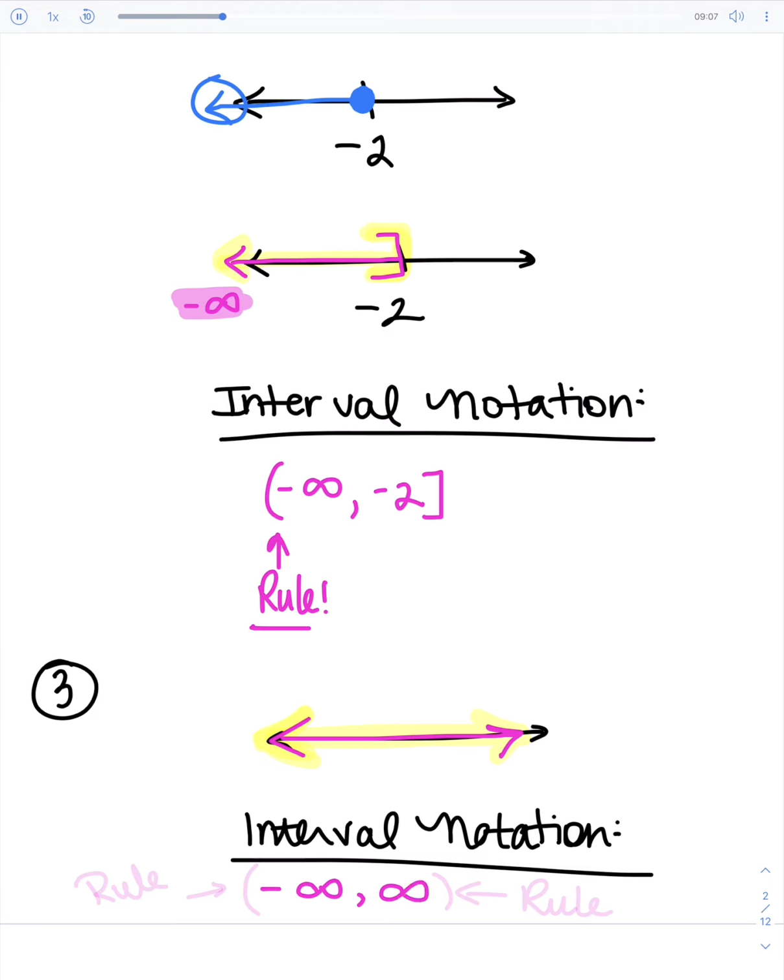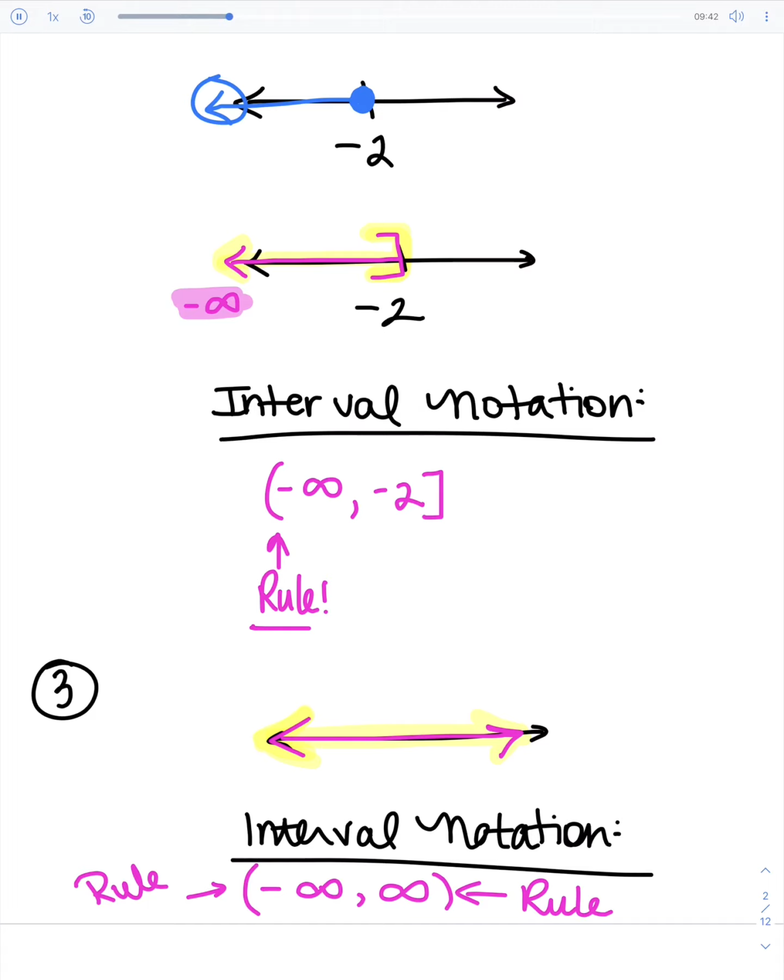The question is, what symbols are going to go on both ends? They're both going to be parentheses because of our rule that no matter what, if you have an infinity, you should be using parentheses. And this is basically the answer that we got in our last section for if something's an identity. Any answer works. Doesn't matter how big or how small, any real number works. That's what this negative infinity to positive infinity actually means.